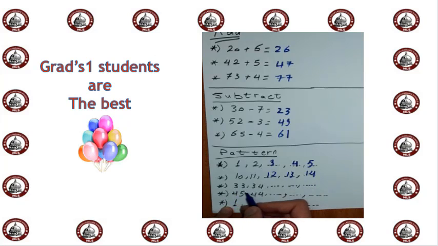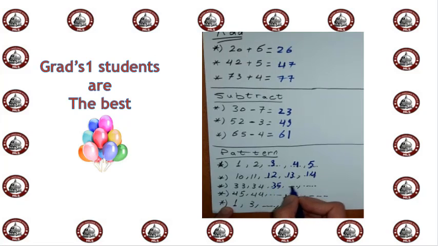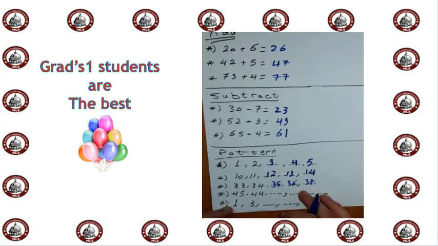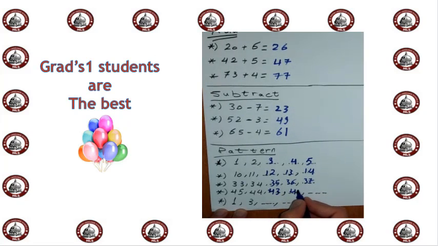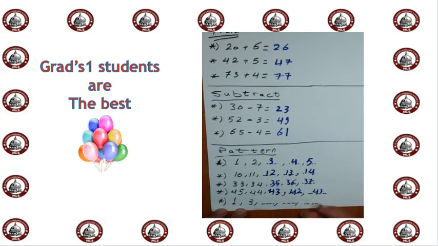Another example, 33, 34. He goes 1 step. Then from 34, 1 step, 35, 1 step, 36, 37, 1 step. Another example, 45, 44. He goes back 1 step. Then he goes back 1 step: 44, back 1 step, then equals 43. Back 1 step, the result equals 42. Back 1 step, the result equals 41.